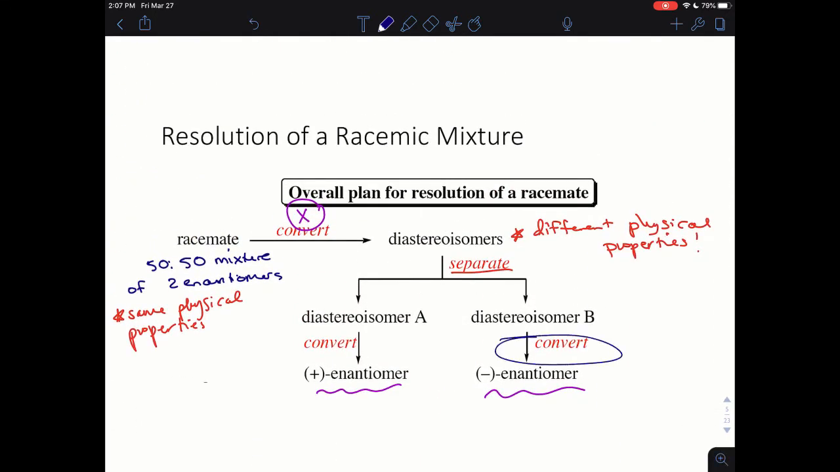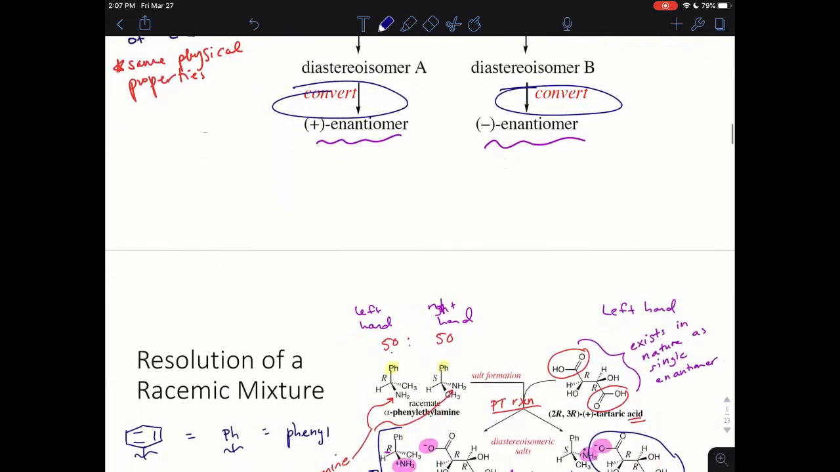All right, so that's where we said convert. That's just adding base, and then you can do another filtration and you would get your enantiomers away from this magical compound X, which in this case was tartrate.